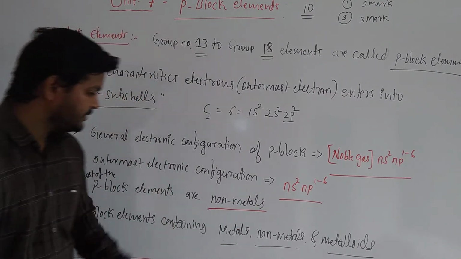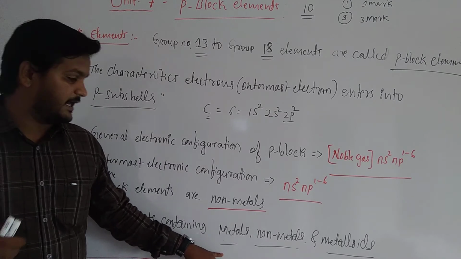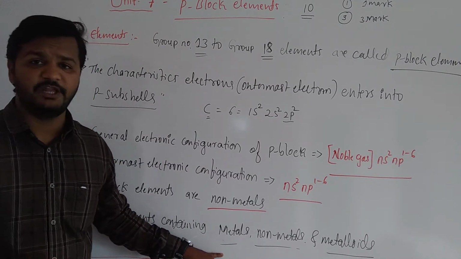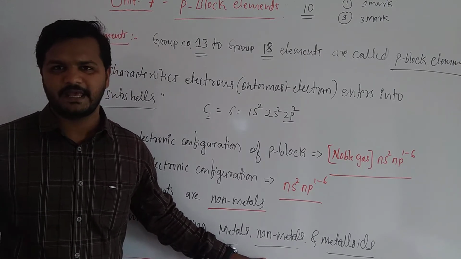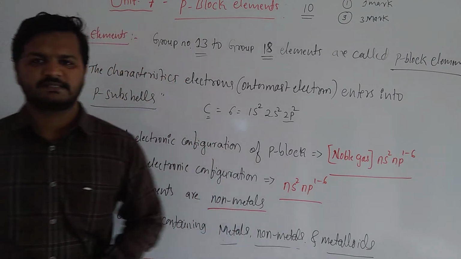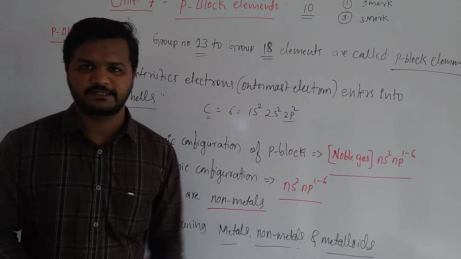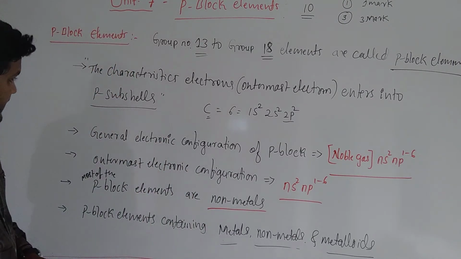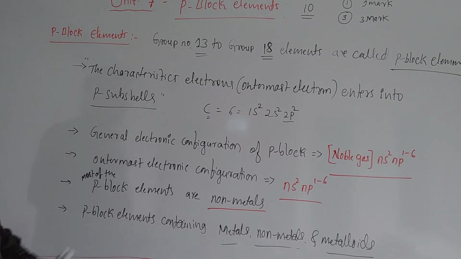So the metals are boron and aluminium, these are the metals. And the non-metals are the halogens and noble gases. And the metalloids are gallium, arsenic. So p block elements contain metals, non-metals, and metalloids.